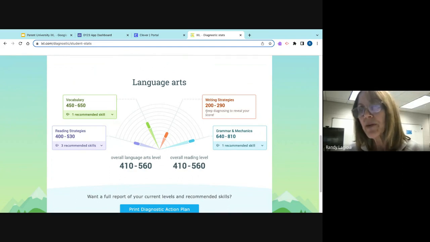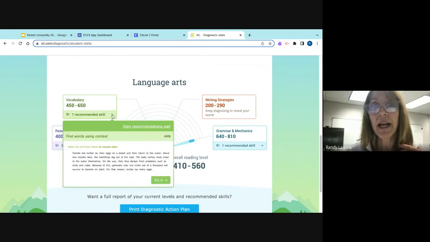And you see this one right here under writing strategies. It says keep diagnosing to reveal your score. And that will happen with all the skills. So say we went over to vocabulary. If we worked on this skill and we were successful, we reached a SMART score of 80, then that category does not have another skill to recommend. It will say keep diagnosing to reveal your score.